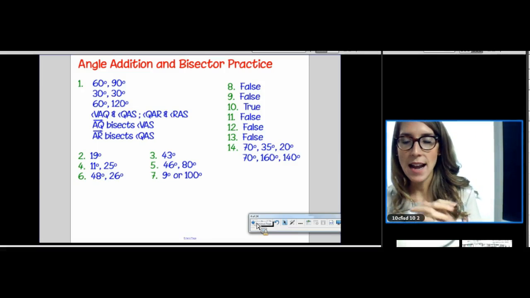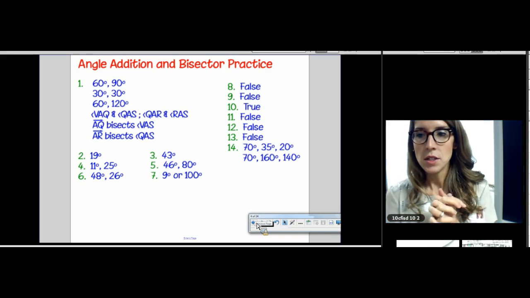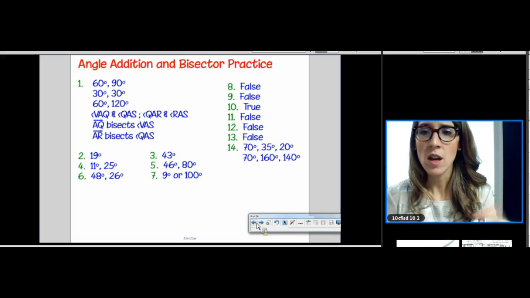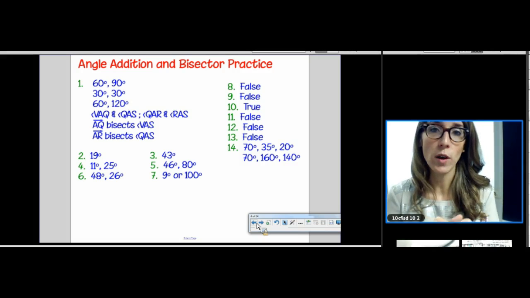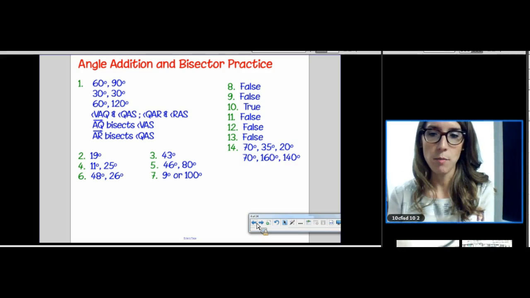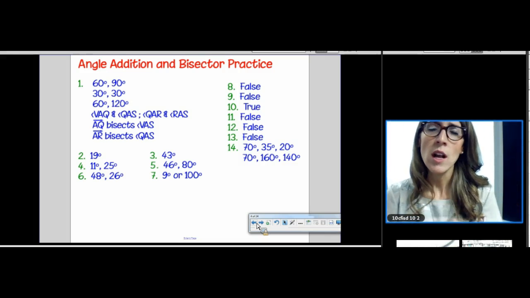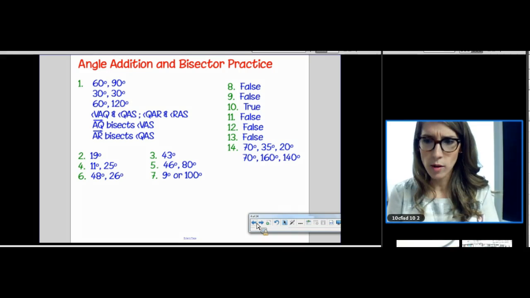So this was Monday night's homework, answers to angle addition and bisector practice. So these were short homeworks. All week, your homeworks are short because we split them into two. So we have like angle addition part 1, angle addition part 2. Then we'll have special angle pairs part 1 and special angle pairs part 2. They're all really short, doable homeworks.